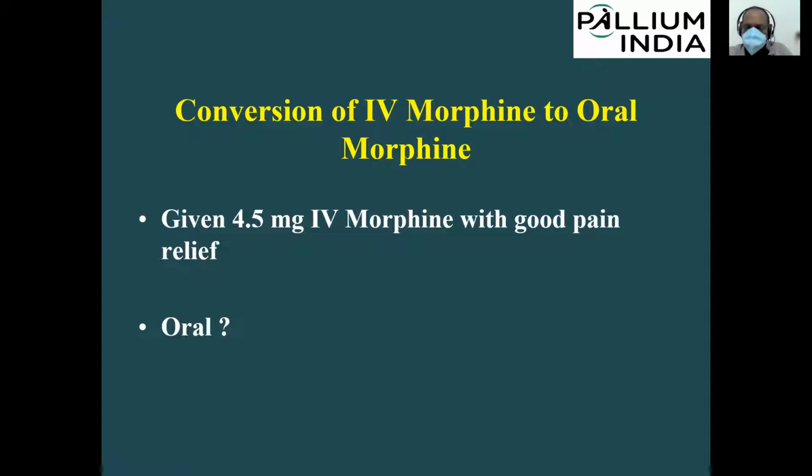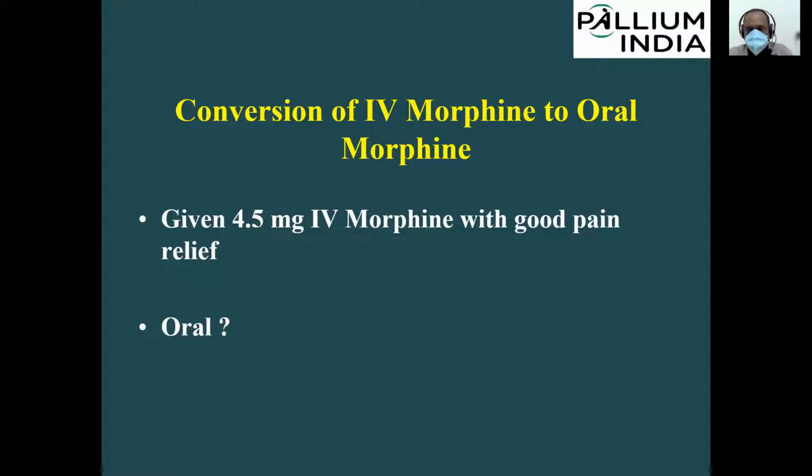This patient received 4.5 milligram of total IV morphine. So how much oral morphine are you going to give for this patient? And how frequently? Sir, is it 5 mg TDS? Not really. How did you reach 5 mg? In most of our patients, they receive 5 mg TDS. We start with that. Okay, okay.